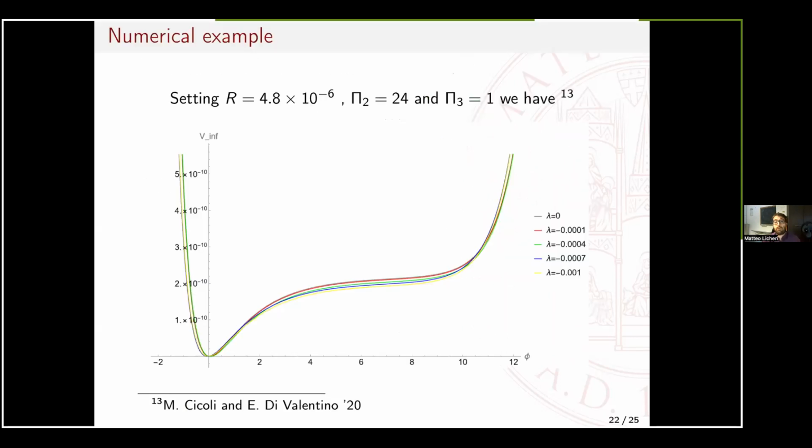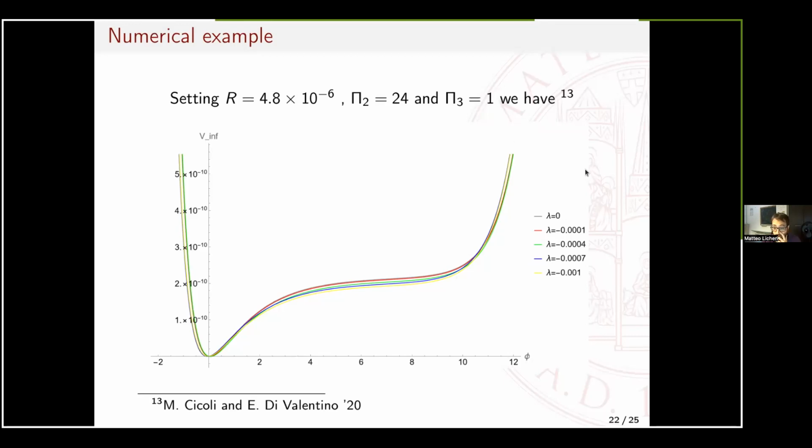This will play an important role here in the numerical example. In fact, now we set R equals 4.8 times 10 to the minus 6, with pi2 equals 24, since we are forced to take a K3 vibration, so pi2 could not be equal to 0, it's forced to be 24. And pi3 equals 1.